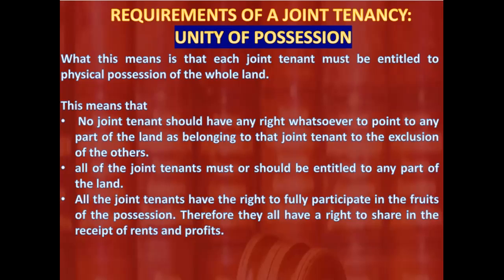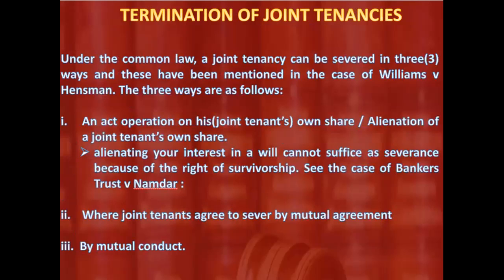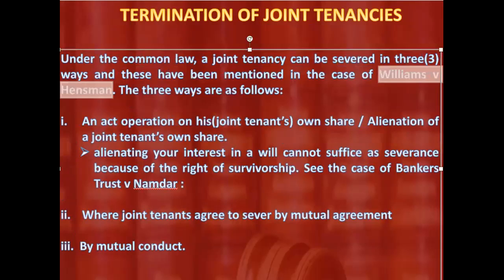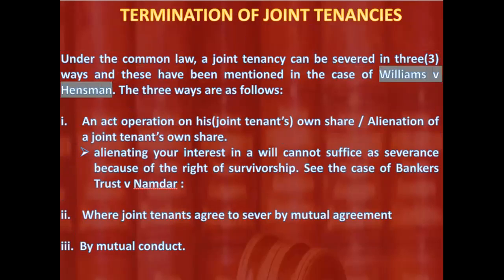Now, having explained joint tenancy, having explained right of survivorship, and having explained the four requirements that must be established before a joint tenancy can be deemed to exist, what then is the manner and way in which a joint tenancy can be terminated? What are the ways in which a joint tenancy can be terminated? Now, it is important to note that the common law recognizes three different ways in which it is possible to sever or terminate a joint tenancy.